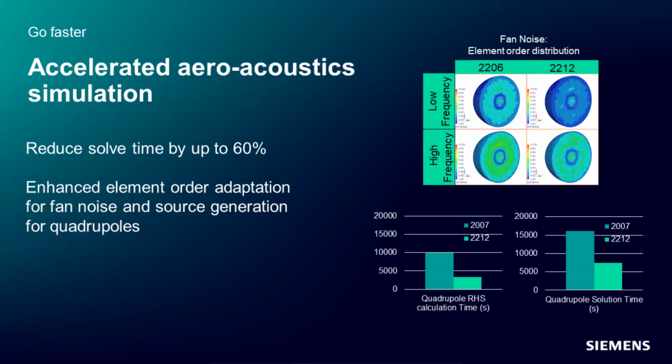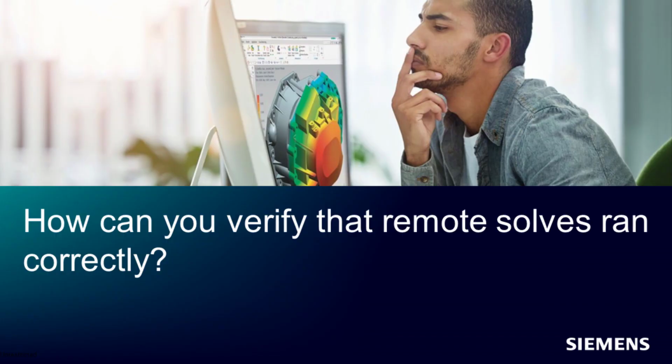In the latest release, Simcenter Nastran gives source elements frequency-varying element orders. The end result is improved solution speeds for aero-acoustic simulations by up to 60%.